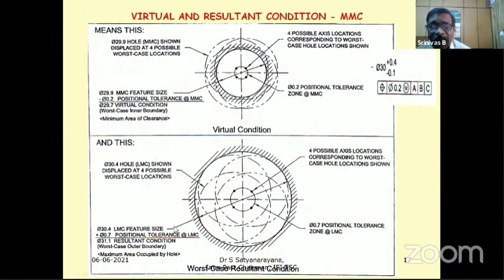And this is not the time to speak about virtual and resultant condition. You must know what is MMC, what is the application of MMC, what is MMB, what is the application of MMB, LMC, LMB, application of those, RFS, RMB, application of those. Only then you can come to virtual and resultant condition. I have just given the introduction.